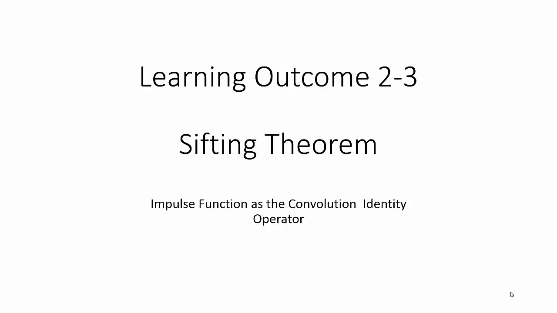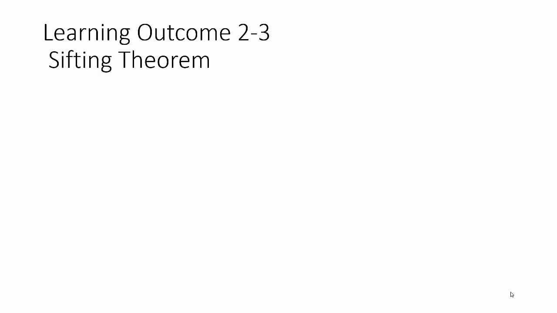Learning Outcome 2-3, Sifting Theorem. This uses the fact that the impulse function is the convolution identity operator. Because the impulse function is the identity function for the operation of convolution, first we need to make sure you understand what an identity operator is.